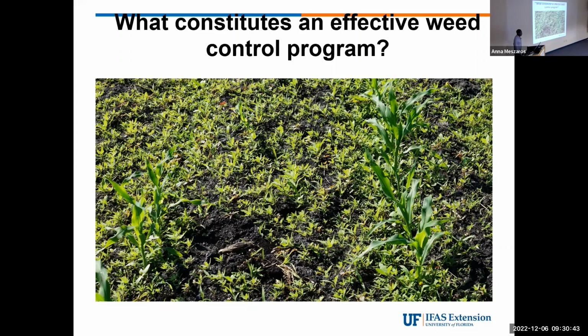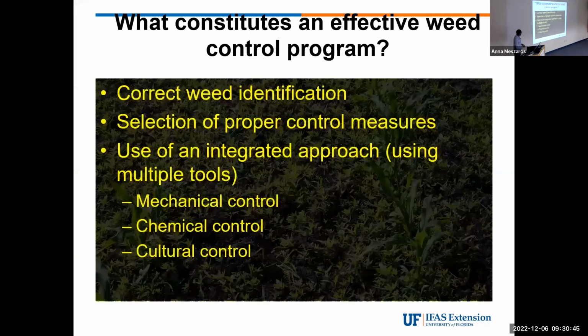So what would constitute effective weed management? The first critical thing is correct weed ID. You want to know what you have out there in the field. That will help you with selecting the proper control methods that you would want to use. And then based on that, you always want to use an integrated approach using multiple tools, not just relying on one tool.